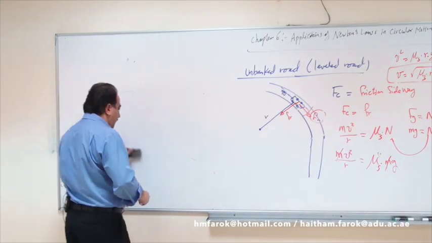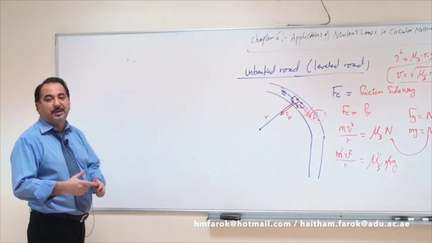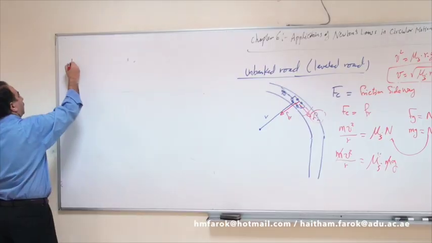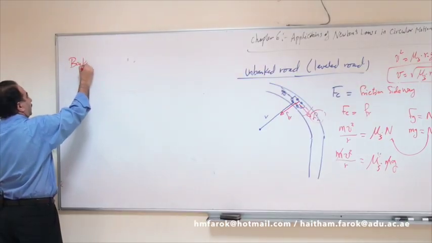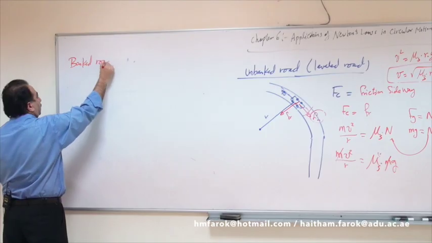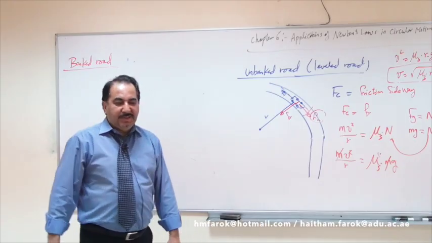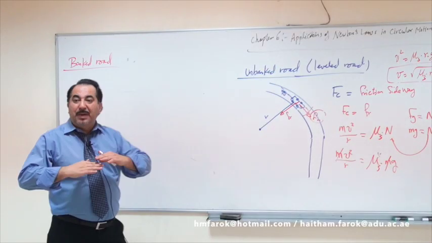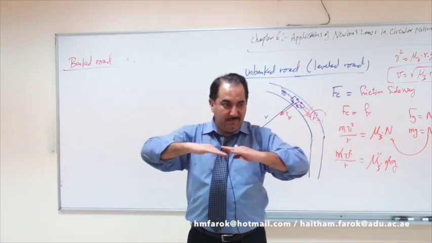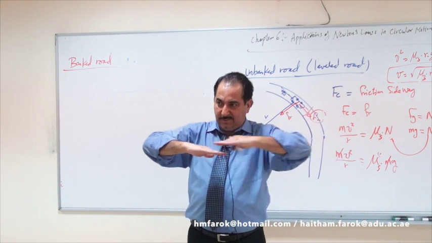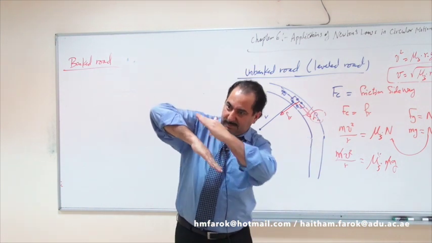So they came up with a design of roads which is called a banked road, not unbanked. Banked road. What does it mean, banked road? The word bank comes from the bank of a river. You know the edge of the river? It's not flat, it's banked, a slope.